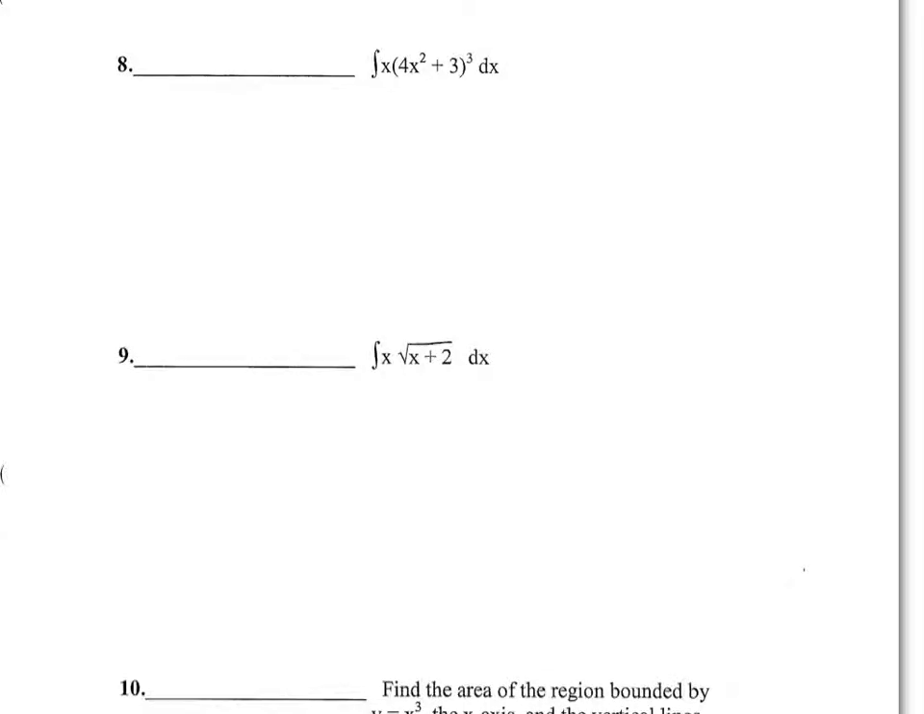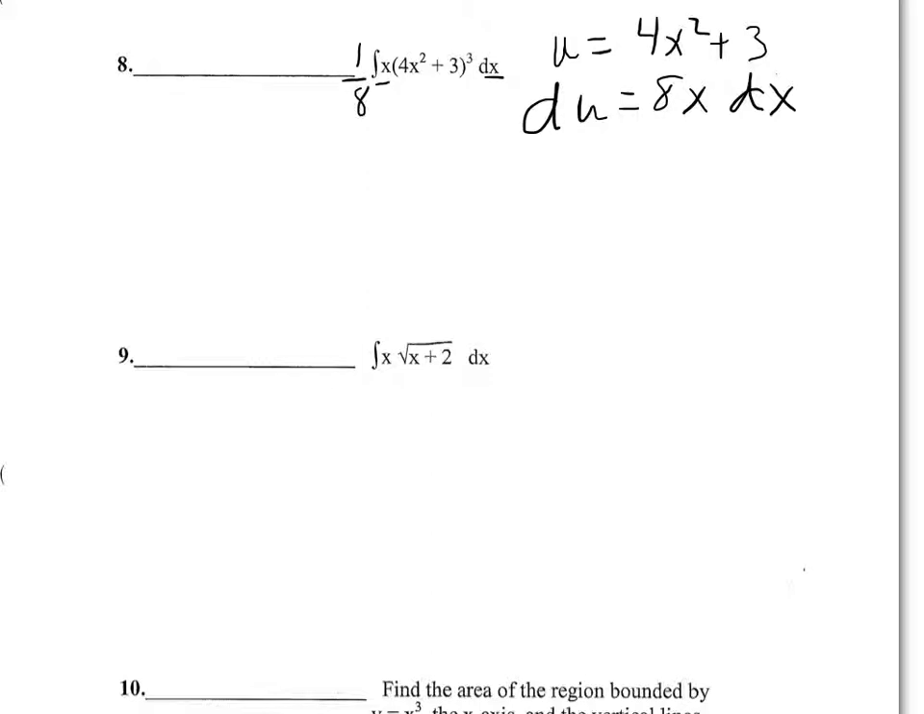Okay, looking at page 3 now, 8, 9, and 10. So looking at number 8, let's let u be the inside again. So that would be 4x to the 2nd plus 3. And so then du is equal to 8x. Okay, well, I don't have an 8, but I do have an x. So I don't have to account for that. So let's just put the 1/8 out in front, and then we should be okay.